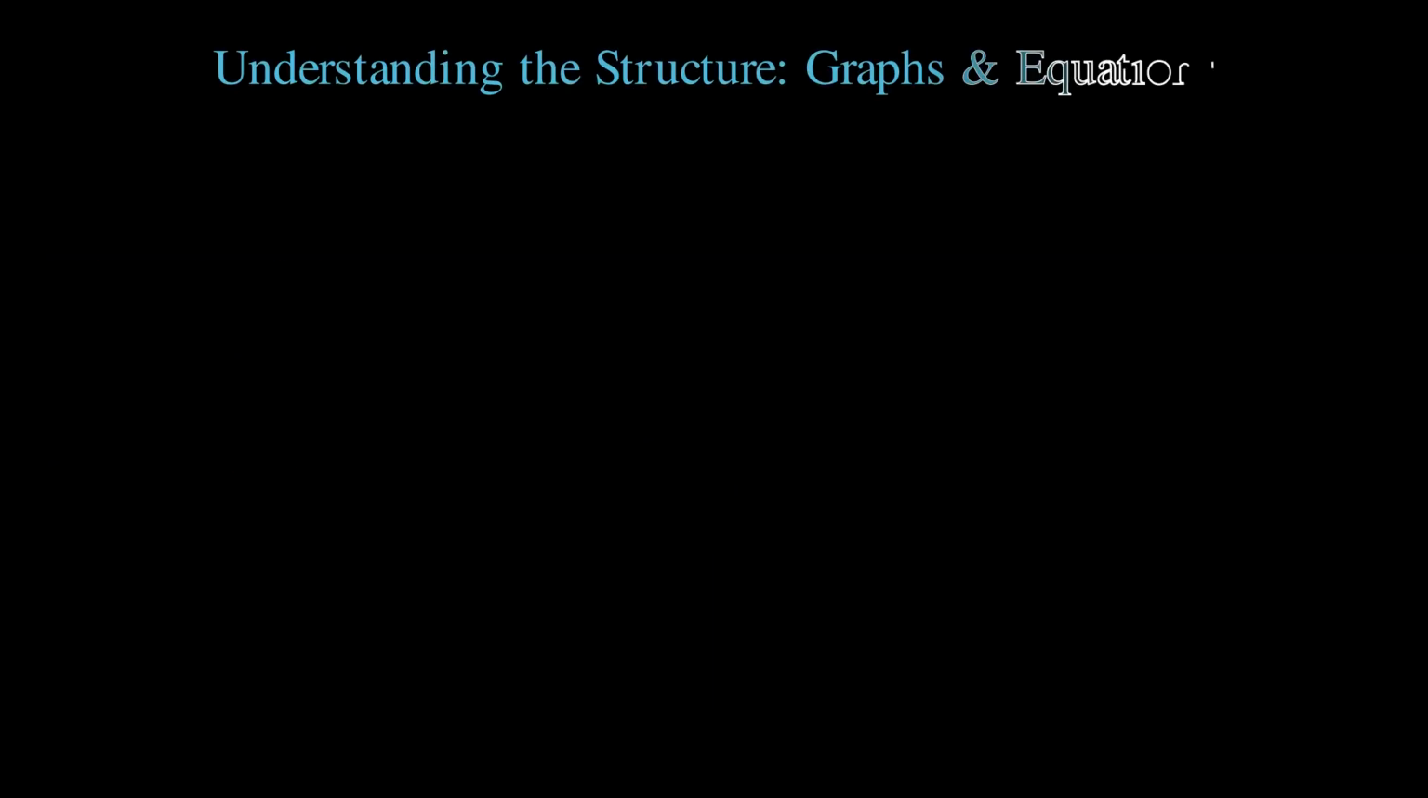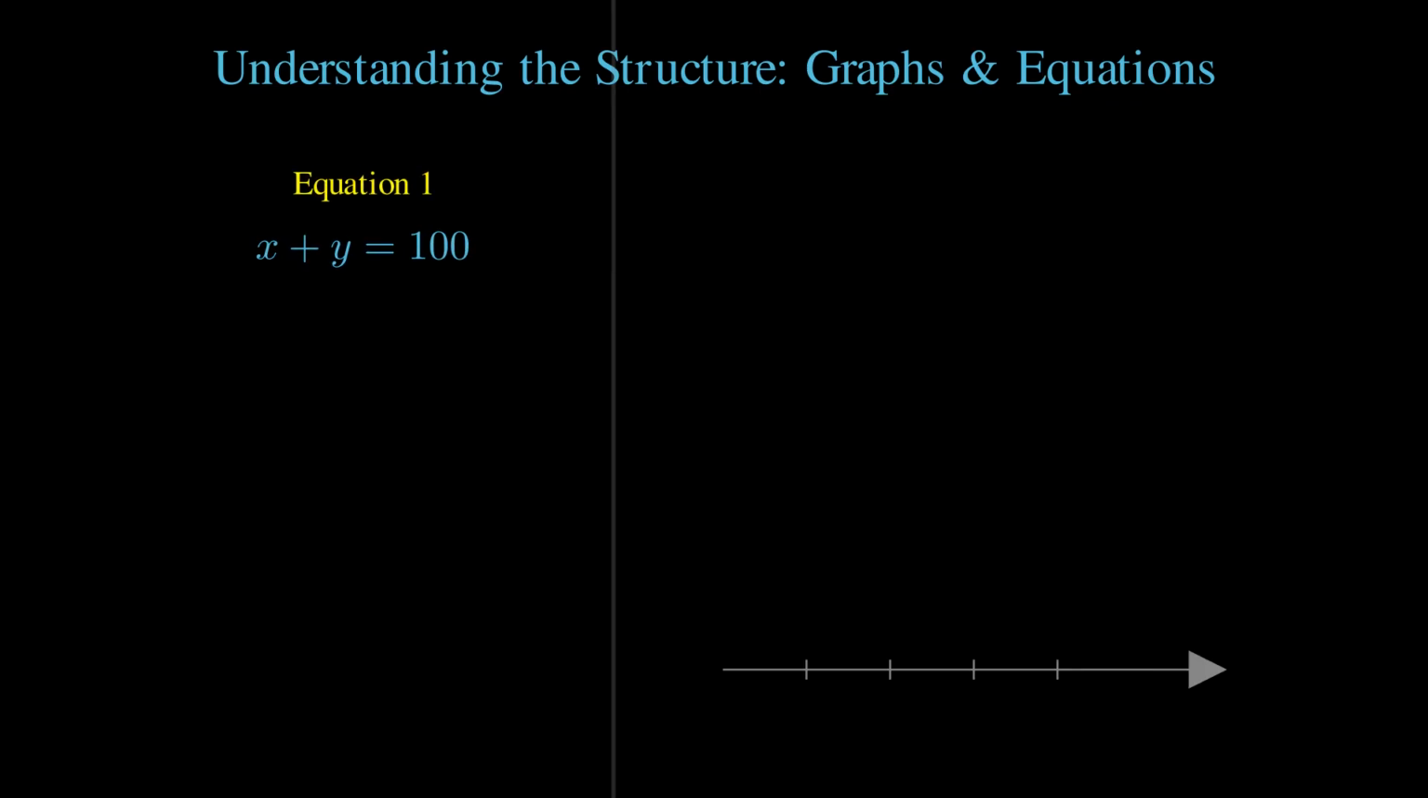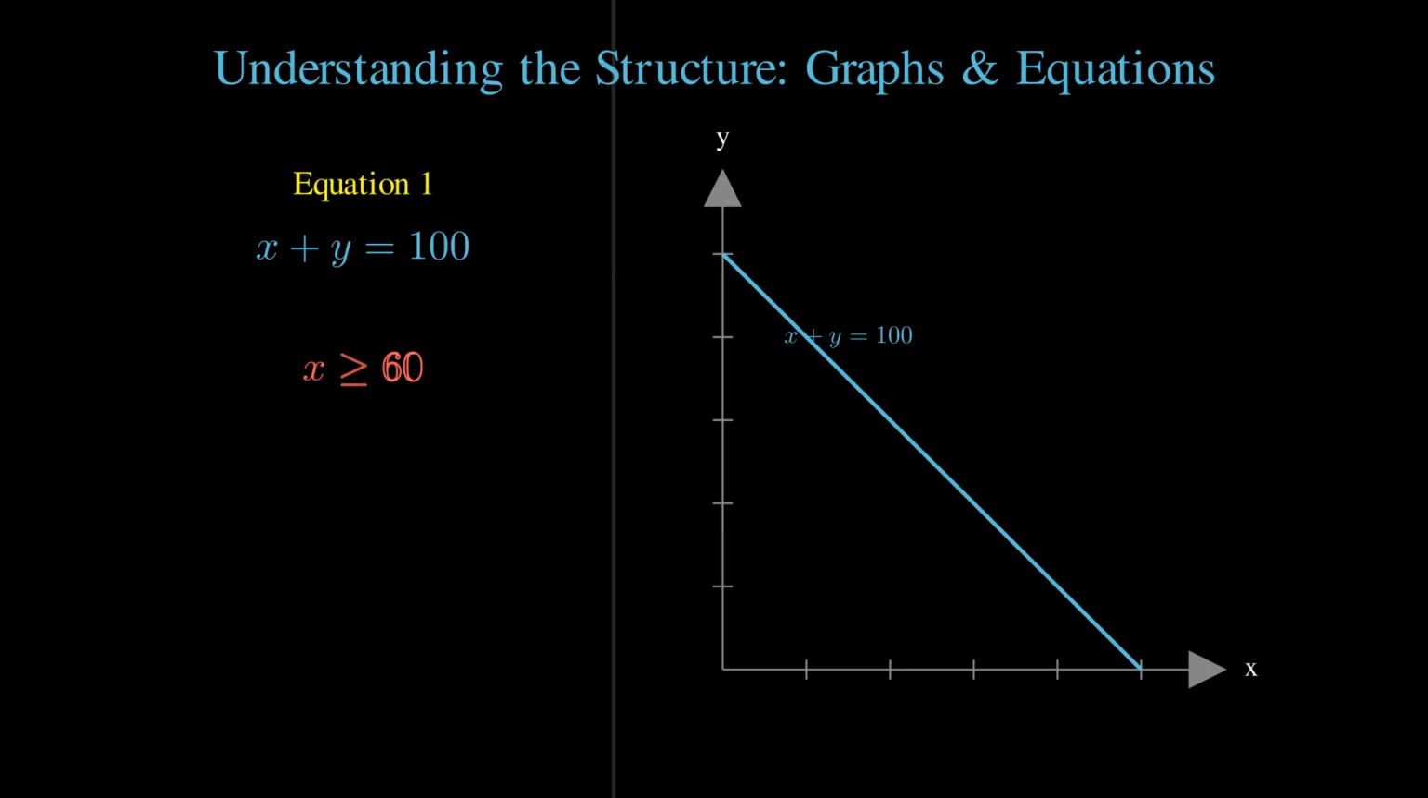Imagine deciphering a system of linear equations like solving a puzzle. Here we have two key pieces: one equation, x + y = 100, and a graph to help visualize solutions. On the graph, a line represents all combinations where this equation holds true. Next, consider a constraint. x must be at least 60.